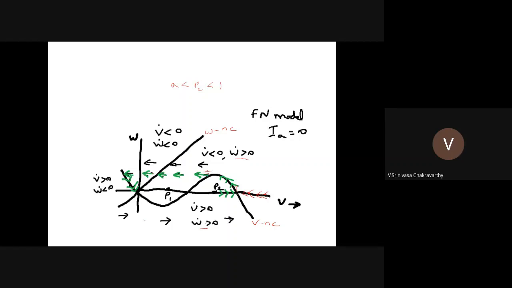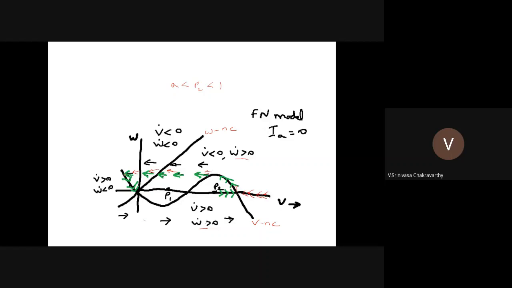So you keep on going. The only thing that will happen is that W dot is positive here and negative here. So your flow in this part will be slightly upwards, and here it will be slightly downwards, but otherwise it will be mostly horizontal and leftwards. So you keep on doing that. You go all the way to the V null line again. So you reach this point.